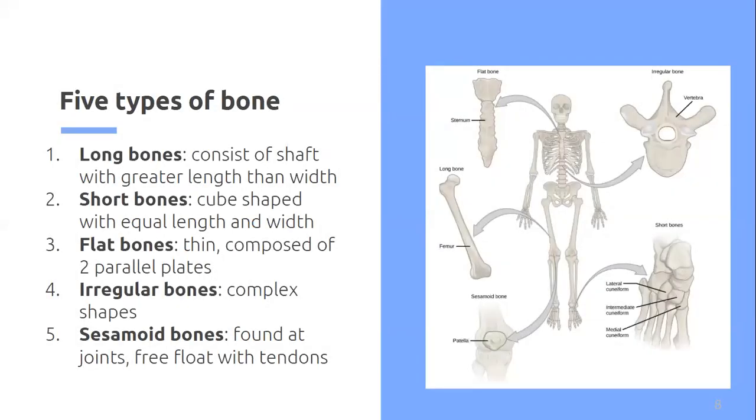There's also 5 types of bone. First we've got long bones, and the characteristic of this one is they consist of a shaft with greater length than width. So it's going to be more long than wide. It's kind of in the name, long bone.